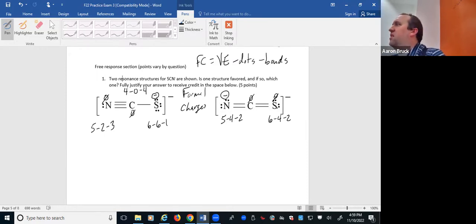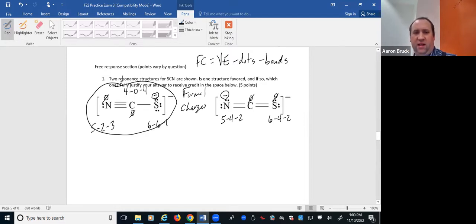So now we have to look at this from a perspective of electronegativity. Which atom, the nitrogen or the sulfur, is better suited to hold that -1 charge? And the correct answer is the sulfur. The sulfur is better suited to hold that -1 charge. And so the correct answer we would write is this one on the left is the one that is better suited and the more stable structure.